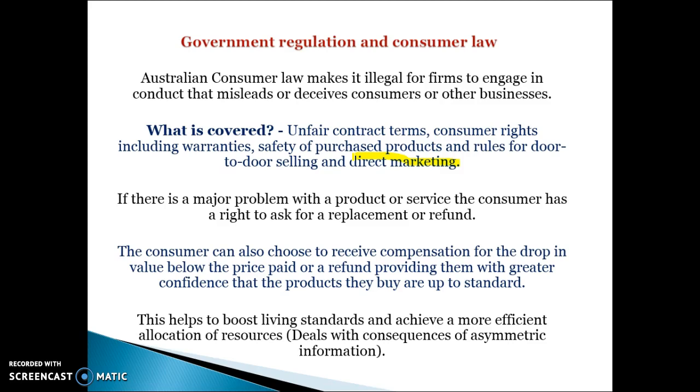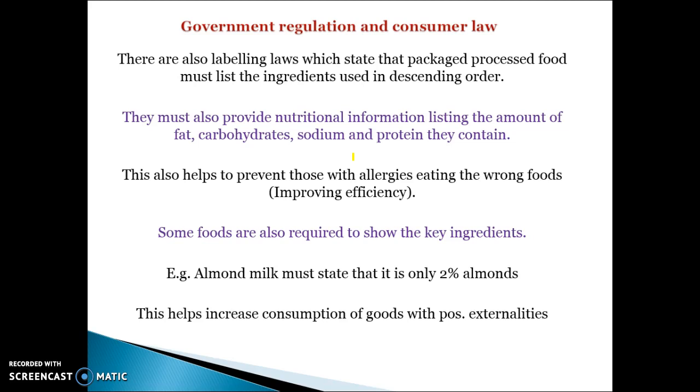So it's illegal for businesses to mislead or deceive consumers. They can't have unfair consumer contracts. You get a warranty on new products generally. You have a right to have safe products, and you can't sell certain things door-to-door, or to certain people door-to-door. There are also labelling laws that come into government regulations.